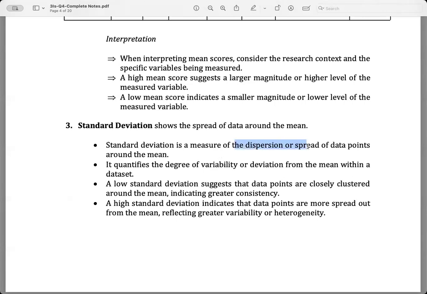It is also a measure of dispersion or spread of data points around the mean, and it quantifies the degree of variability or deviation from the mean within a data set. Now, remember this. I want you to take note of these two things. A low standard deviation suggests that data points are closely clustered around the mean, indicating greater consistency, while a high standard deviation indicates that data points are more spread out from the mean, reflecting greater variability or heterogeneity. So that's really the difference between the two.